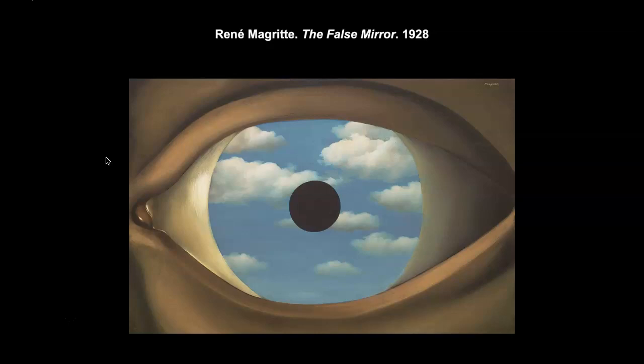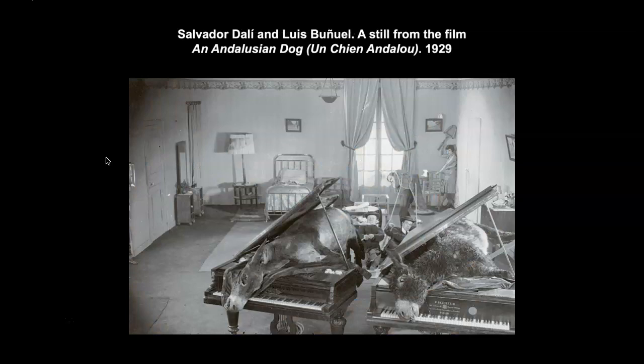In 1928, he creates The False Mirror, and he's again very much interested in the unconscious mind, and the idea here is that the eye is this doorway into the unconscious. So you have this close-up of the eye, in which the iris is transformed into an eclipsed sun, and then we have sky surrounding it.